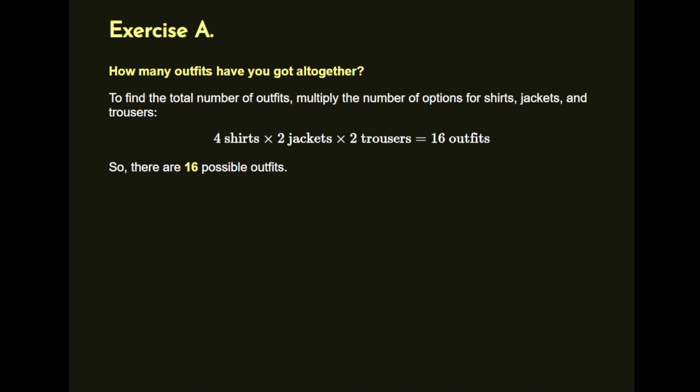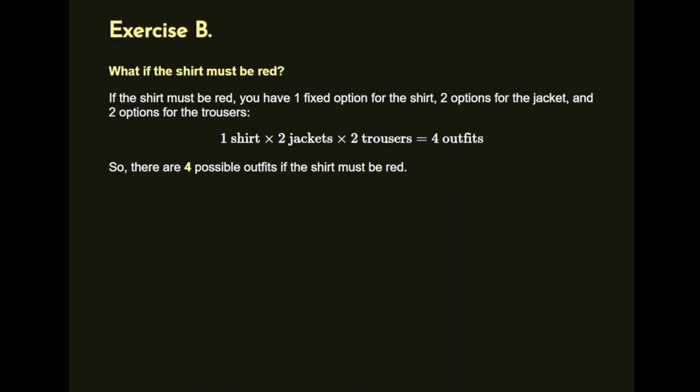Okay, so exercise A, how many outfits do you have altogether? For the total number of outfits, multiply the number of options for shirts, jackets, and trousers. We have 4 shirt options, 2 jacket options, and 2 trouser options. So we have 16 possible outfits that we can make out of our clothes. So there are 16 possible outfits. Okay, so that's exercise A.